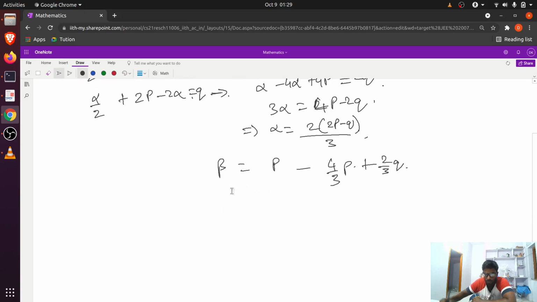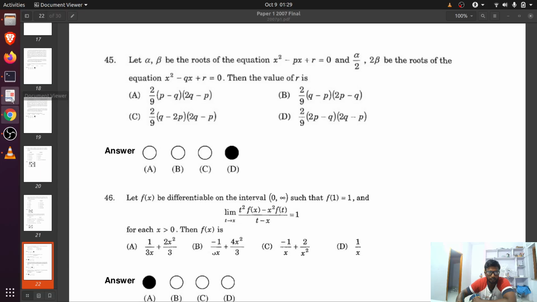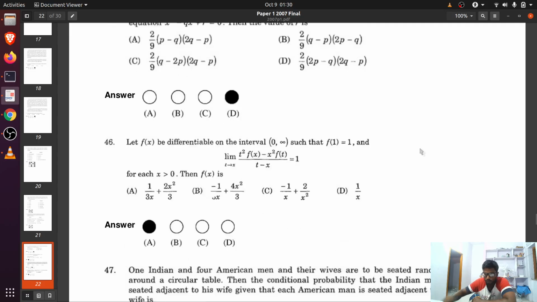Okay, taking the LCM, and if we solve it, we will get beta. So p minus 4 by 3 p is nothing but negative of 1 by 3 p, plus 2 by 3 q. Okay, this is alpha, this is beta. So basically, r is nothing but their product. R is equal to 2 by 9 into 2p minus q into 2q minus p, and that is exactly the answer that we are looking for. Okay, let's move on to question number 46.